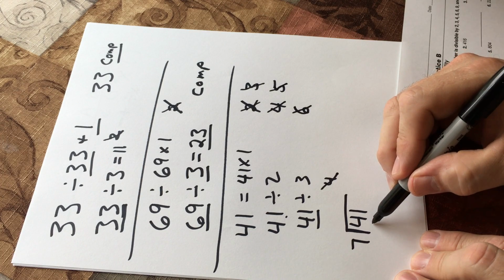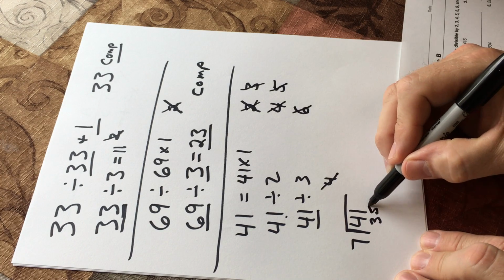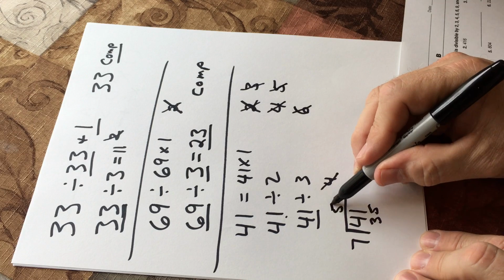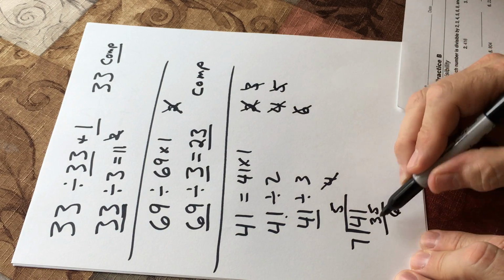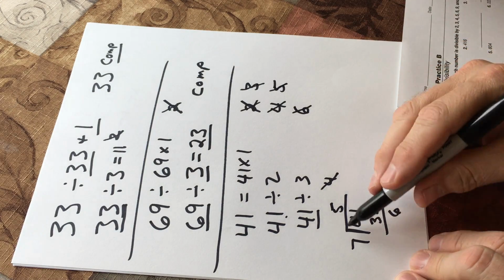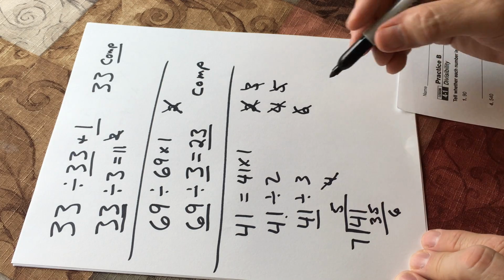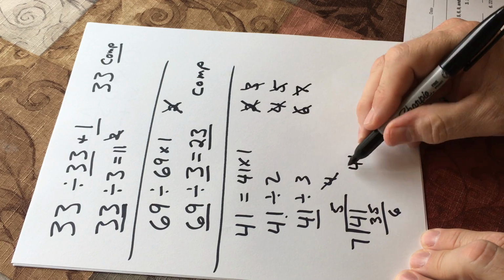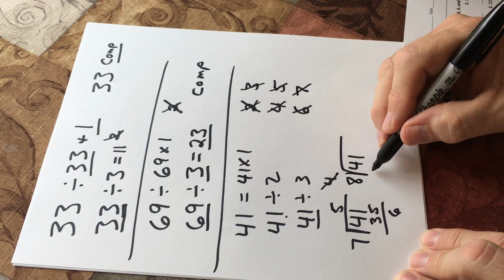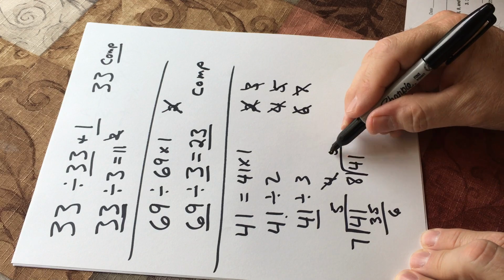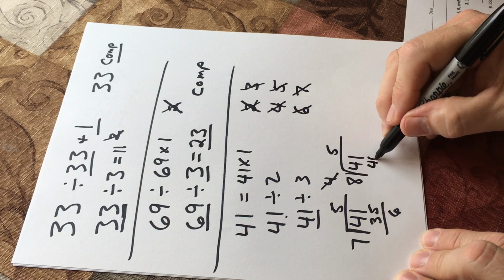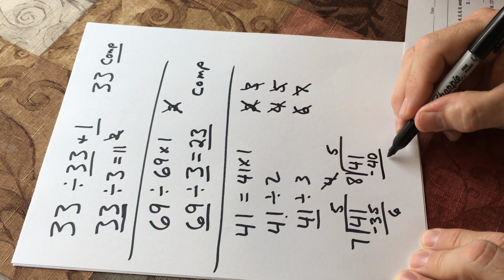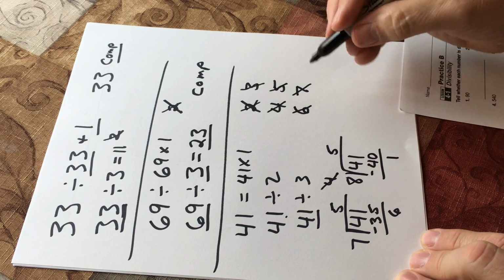Well, this is going to be 35, right? 5 times 7 is 35. And I get 6, and it's not a whole number. It doesn't divide out evenly, so 7's a no-go. 8, 41 divided by 8. Well, 5 times 8 is 40, but unfortunately that does leave us with a remainder of 1, so 8's out of it.